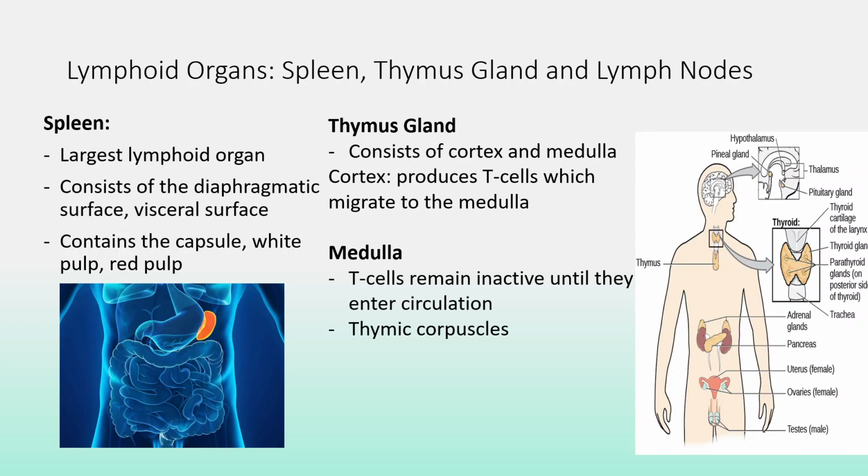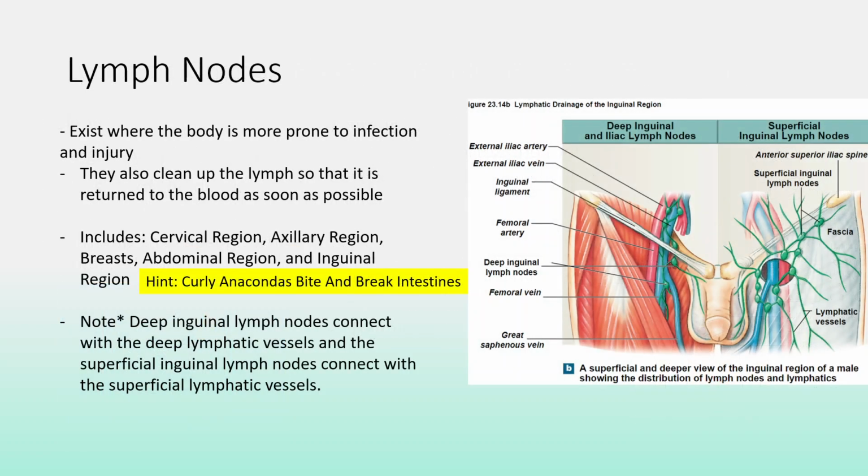The thymus gland is also another important organ, and it consists of the cortex and medulla. The cortex produces the T cells, which migrate to the medulla, and the medulla keeps those T cells inactive until they enter circulation. The medulla also contains thymic corpuscles, of which we don't really know the function.